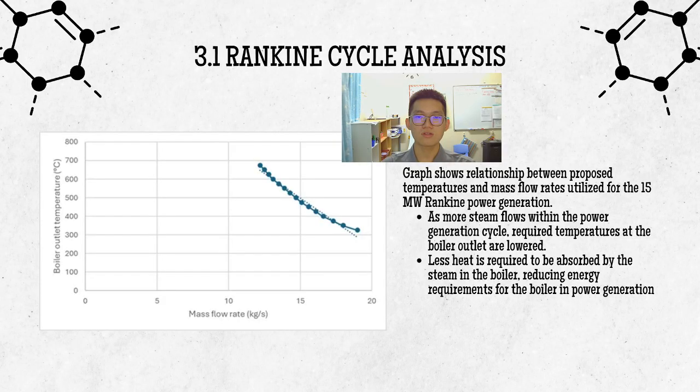This graph shows the relationship between proposed temperatures and mass flow rates utilized for the 15 MW Rankine power generation. As more steam flows within the power generation cycle, required temperatures at the boiler outlet are lower. Hence, less heat is absorbed by the steam in the boiler, reducing energy requirements for the boiler in power generation.